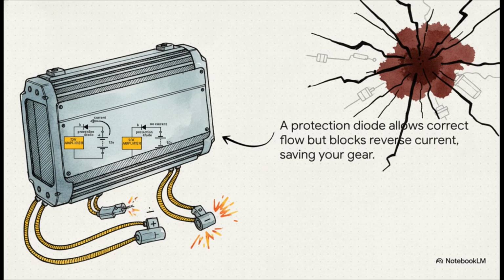But if the designer put in a single, simple diode, look what happens. On the left, when it's connected correctly, current flows just fine. But if you mess up, like on the right, the diode blocks the current and saves your equipment. A tiny component that costs pennies, preventing a mistake that could cost hundreds of dollars.